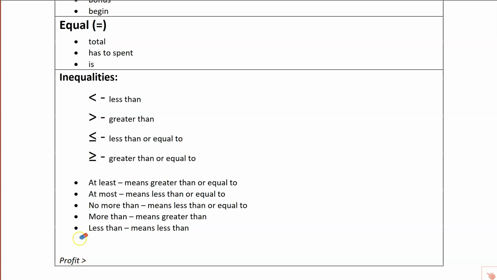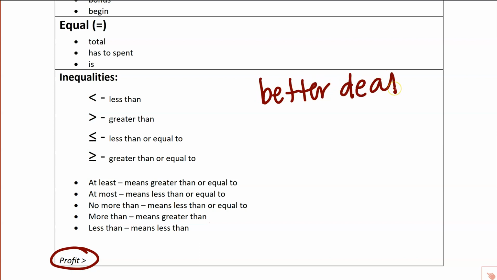Now, you will have words such as profit. So you always want profit to be bigger. So again, profit is when you want to earn extra money from whatever you're selling. Also, if something says, what is a better deal? What does that mean? Better deal means that it's going to be less, right? It has to be less than. So a better deal means it's less than whatever they're talking about.